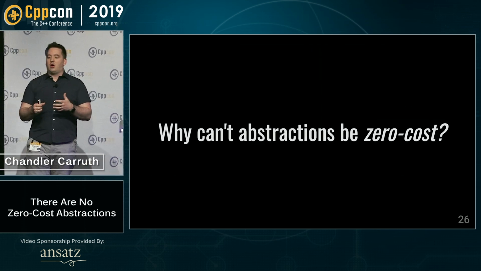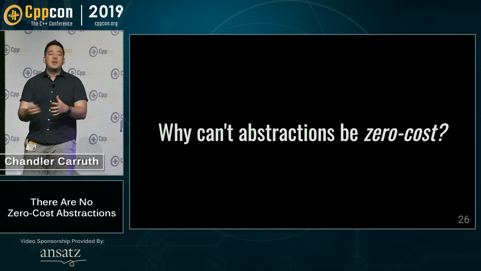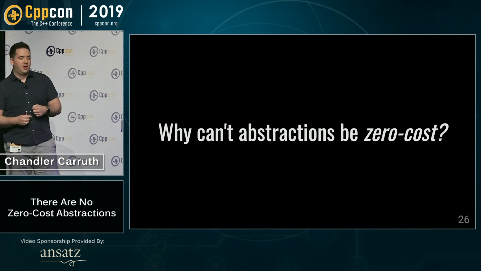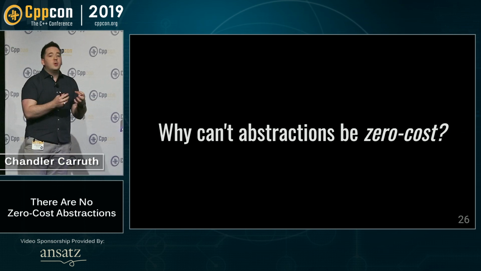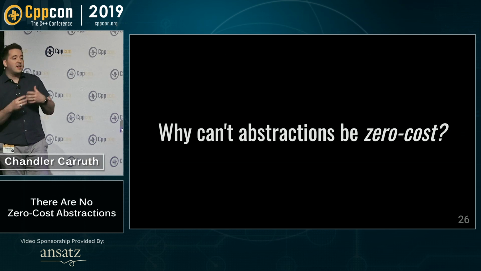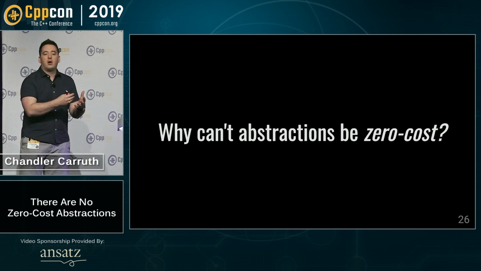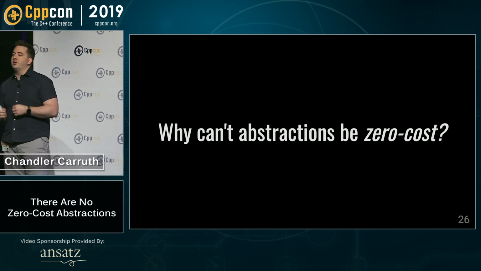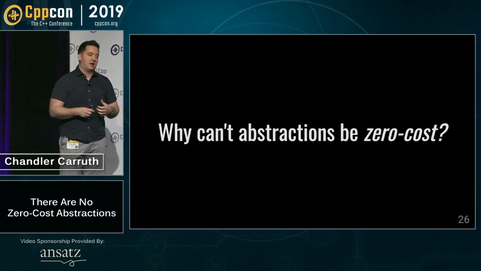Now, why aren't these costs zero? Why can't we get rid of these costs? Fundamentally, we're doing work with the abstraction. We're getting some value out of it. It's doing work on our behalf so that we don't have to do it kind of manually and mechanically ourselves.